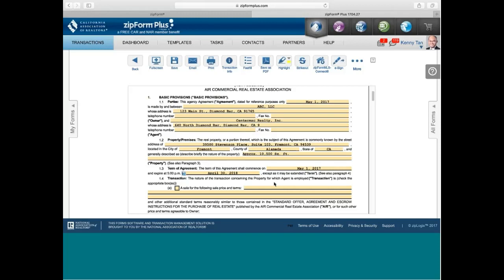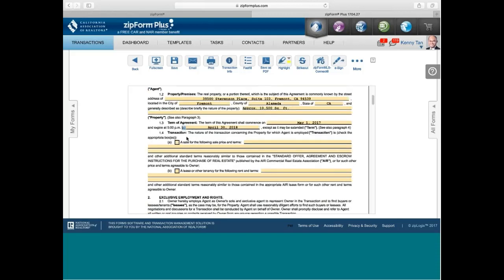And on the transaction, it says the nature of the transaction concerning the property for which agent is employed. Let's say it's a sale. And see what it says here. Following sale price and terms. Okay, sale price is $6 million.